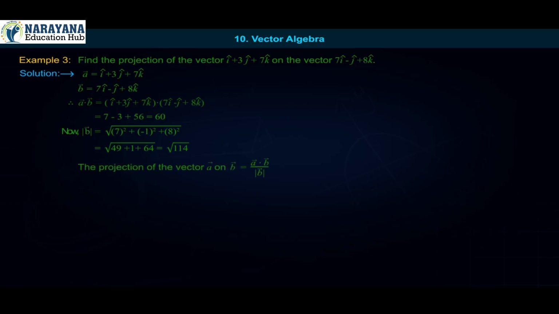The projection of the vector A on vector B is equal to vector A dot vector B upon modulus of vector B, which is equal to 60 upon square root of 114.